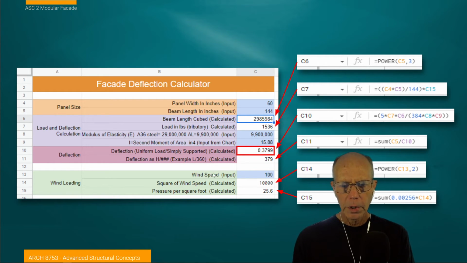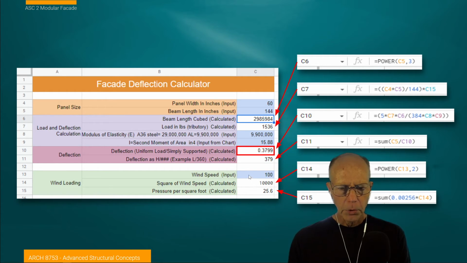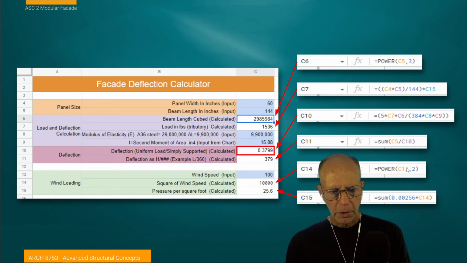Okay, one more thing we need is this wind speed calculator. Once again, the wind speed is an input. We're just selecting a value. We're squaring that value, so we're using the power function again. And then we're using our wind load calculation that we created in our chart before. It's just the coefficient number that we have times C14, which is the squaring of our wind speed, which we've done before in that other chart. That comes up with that number.